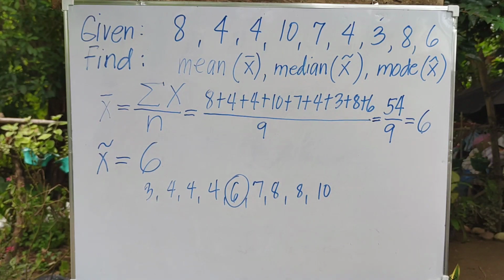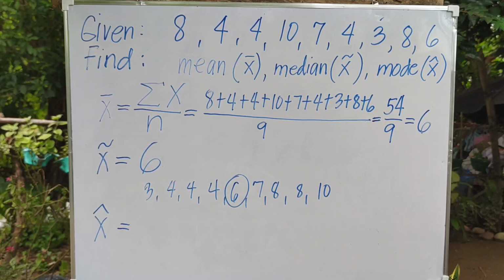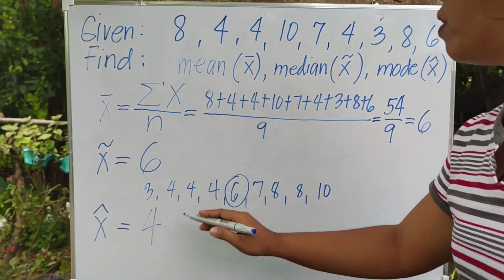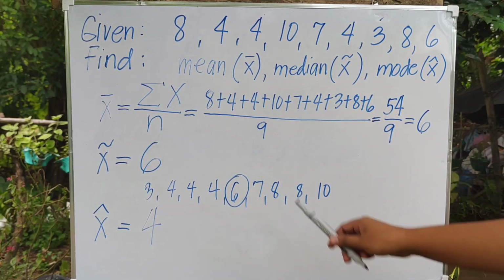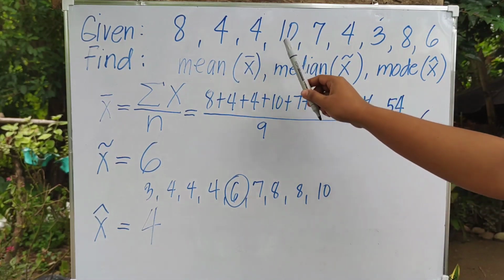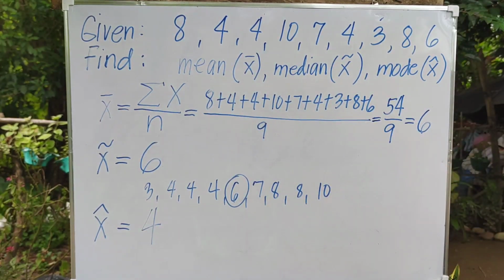Let's proceed to the next average, that is the mode, x hat. The mode is just determining the most frequently occurring score in the set of values. So we have 4. 4 is the most occurring score in the set of values. We have 3 4s here. There are only 2 8s, 1 3, 1 6, 1 7, and 1 10. So we have the mode, or the modal score, in the set of given scores as 4. The most frequently occurring score in the test is 4.